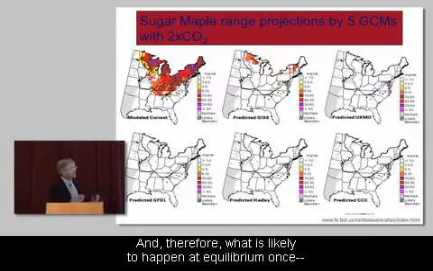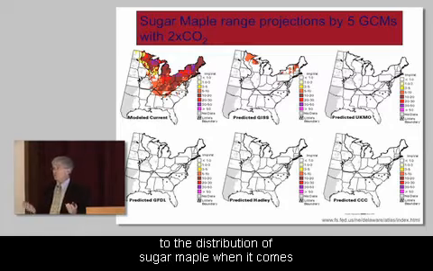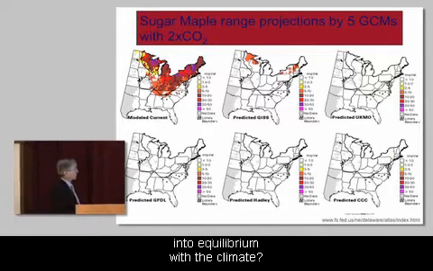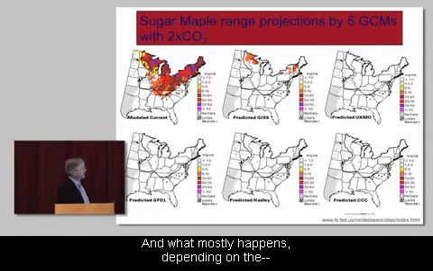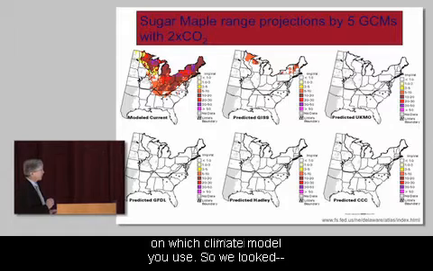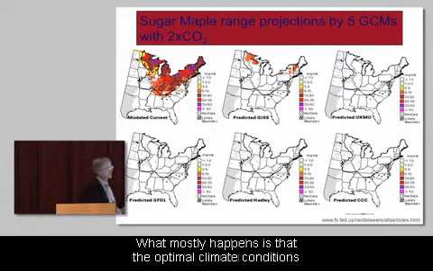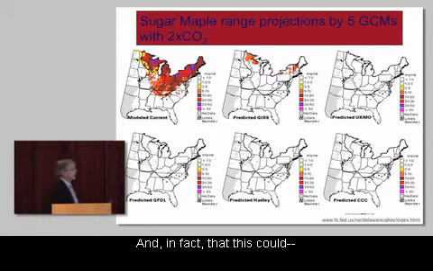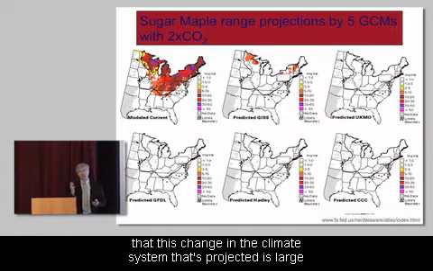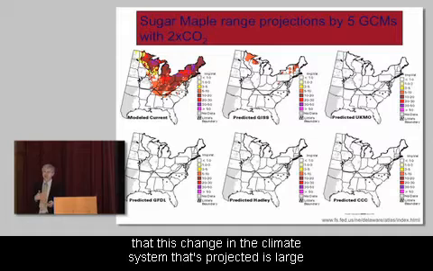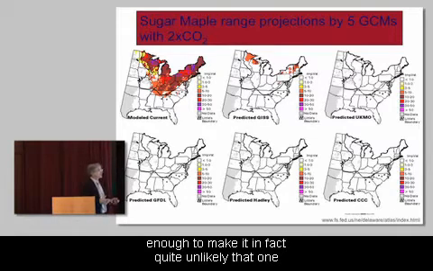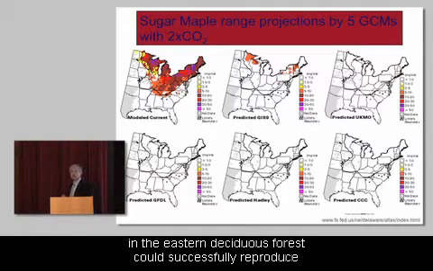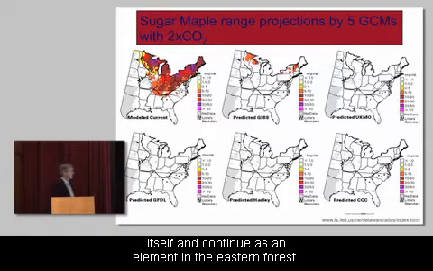And therefore, what is likely to happen at equilibrium to the distribution of sugar maple when it comes into equilibrium with the climate? What mostly happens, and the details depend a little bit on which climate model you use, so we looked in this study at 5 of them, is that the optimal climate conditions for sugar maple leave the U.S. In fact, this change in the climate system that's projected is large enough to make it quite unlikely that one of the most common species of trees in the eastern deciduous forest could successfully reproduce itself and continue as an element in the eastern forest.